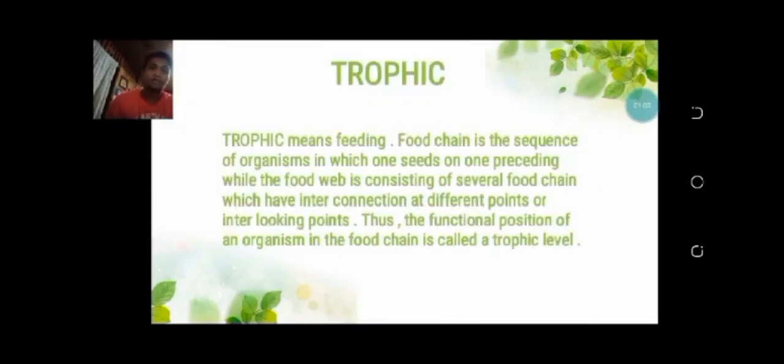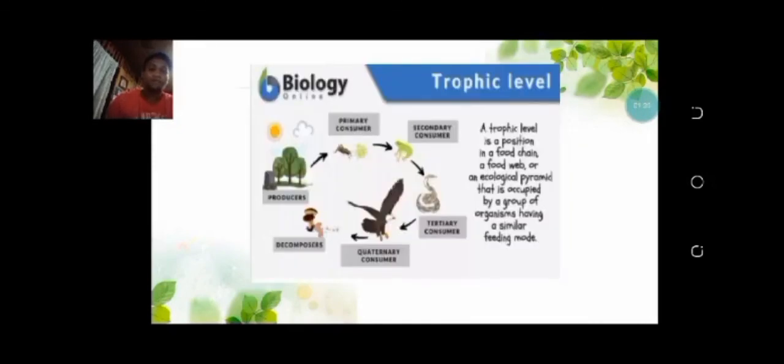Trophic means feeding. Food chain is the sequence of organisms in which one feeds on one preceding, while the food web contains several food chains which have interconnections at different points or interlocking points. Thus, the functional position of an organism in the food chain is called a trophic level. This is a definition: trophic level, a level or a position of a group of organisms in a food chain, or a food web, or an ecological pyramid.